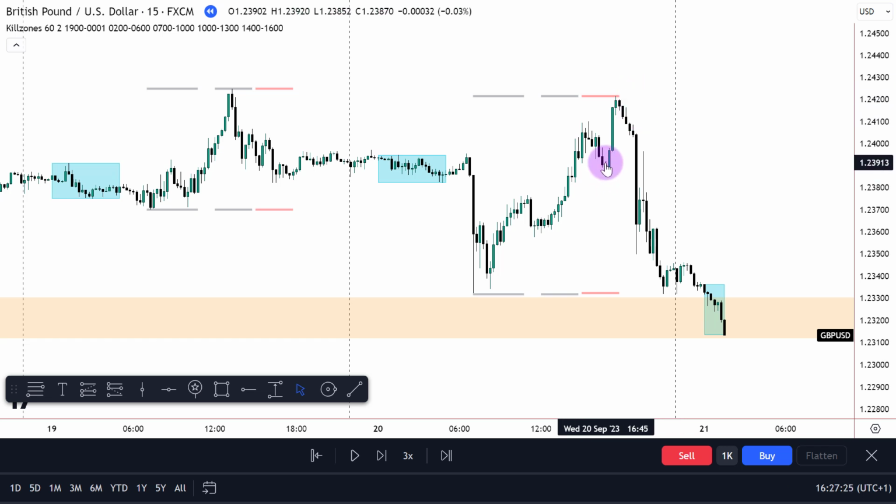We are only interested in executing when we see any of this trade setup unfold within the session kill zones, between the London and the New York kill zone. Okay, so we'll just pass on this. This is not a trade for us.